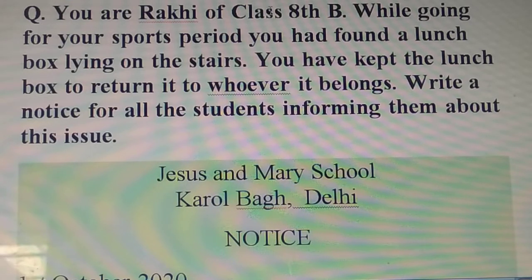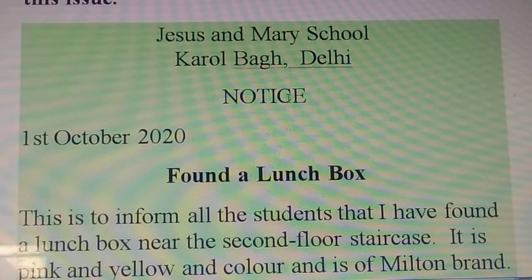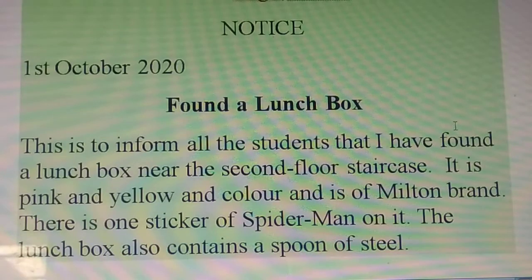You are Rocky, class of 8B. While going for your sports period, you found a lunchbox lying on the stairs. You have kept the lunchbox. To return it to whoever it belongs, write a notice for the students informing them about this issue. What do you have on top? Name of the school, Jesus and Mary, Karol Bagh, Delhi. Then you have notice. Then 1st October 2020. That's how you write the date. See there, 1st October 2020. So, what's your notice about?